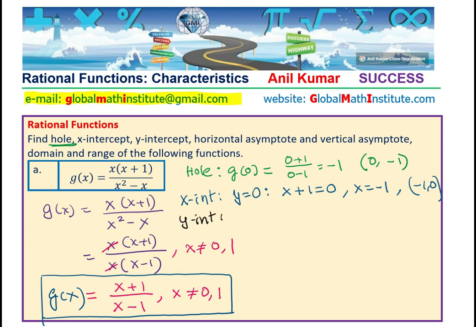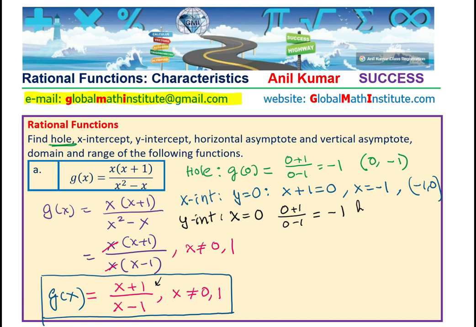Now let's look into the y-intercept. So y-intercept means put x equals 0. In this expression, if I put x equals 0, then I get what? Substituting 0 in this expression, we get 1 over minus 1, as we just did, right? And the value becomes minus 1, correct? So we know that the y-intercept should be at x equals 0 and y equals minus 1.